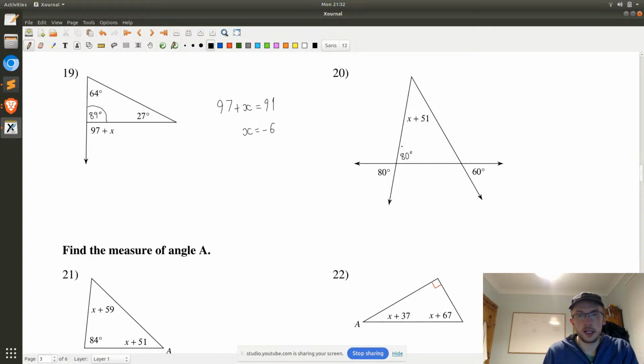Vertically opposite angle here of 80 degrees. A vertically opposite angle here of 60 degrees. 80 add 60 is 140. Take that from 180 and you get 40. So x add 51 is 40. So x must be -9.